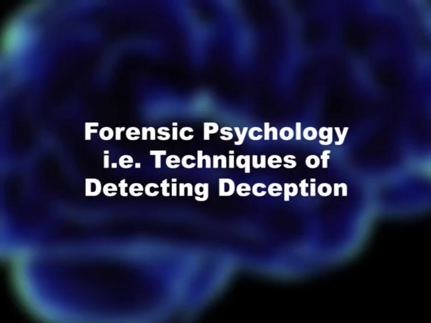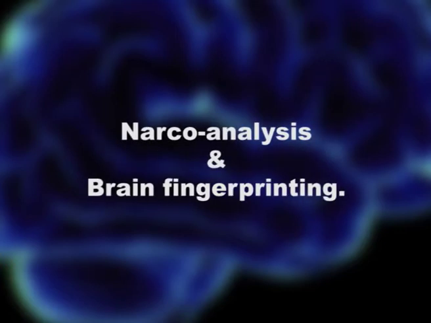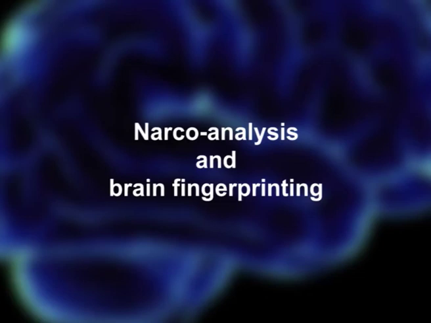Today I bring you the next learning episode in BSc Forensic Science on an important unit of the paper titled Forensic Psychology, that is Techniques of Detecting Deception, Narco-analysis and Brain Fingerprinting. In this lecture, you will be introduced to the deception detection techniques, and we will be covering two techniques, that is narco-analysis and brain fingerprinting.